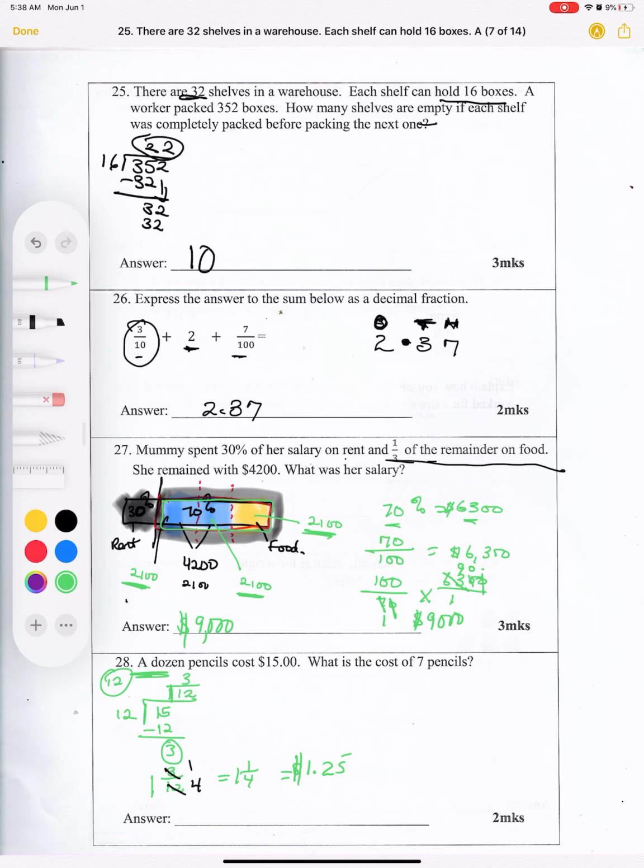Let's multiply by 7. 1.25 multiplied by 7. 5 sevens are 35. 2 sevens are 14, plus 3 makes 17. 1 seven is 7, plus 1 is 8. So the cost of 7 pencils is $8.75.